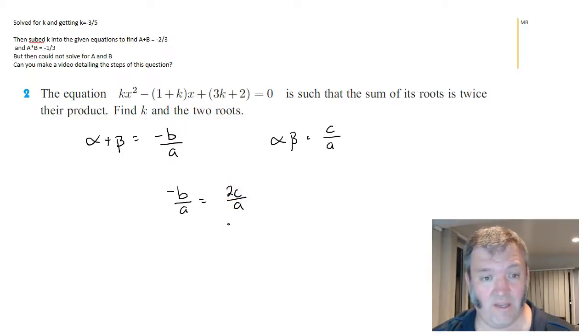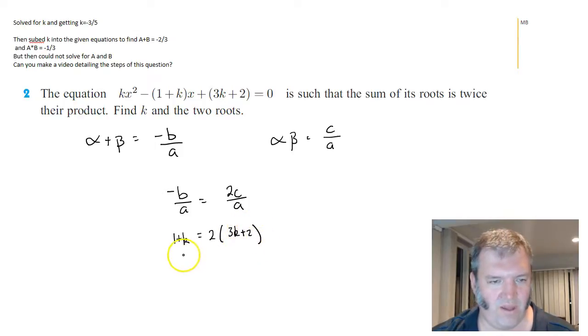Okay, well you can see here the a's, if I just multiply through by a, that's going to cancel. So I've got negative b is going to equal 2c. If I have this negative b, and b is already negative, that's going to leave me with just the positive 1 plus k. So 1 plus k is going to be equal to 2 times c, which is 3k plus 2. And a little bit of expanding here. Let's get our little equivalent signs happening, why not?